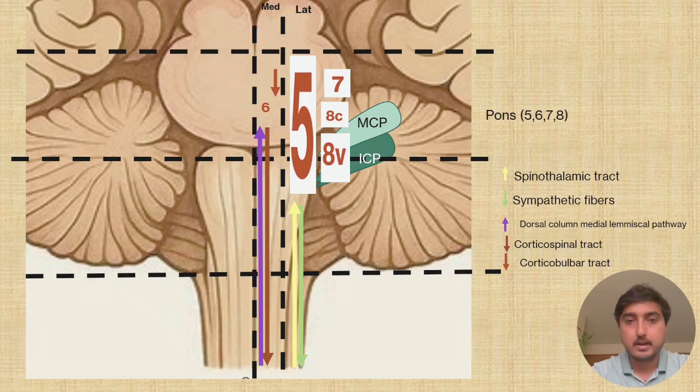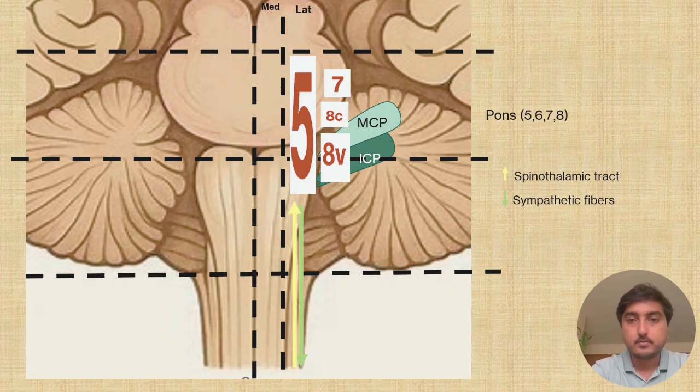In the lateral pons, we have cranial nerve nuclei number 5, 7, and 8 cochlear, but actually the cochlear nuclei lie slightly below, so rather than cochlear nuclei being involved, we have the involvement of the labyrinthine artery, and the vestibular part of the 8th cranial nerve is involved. Also we have the involvement of the middle and inferior cerebellar peduncles and these two tracts.